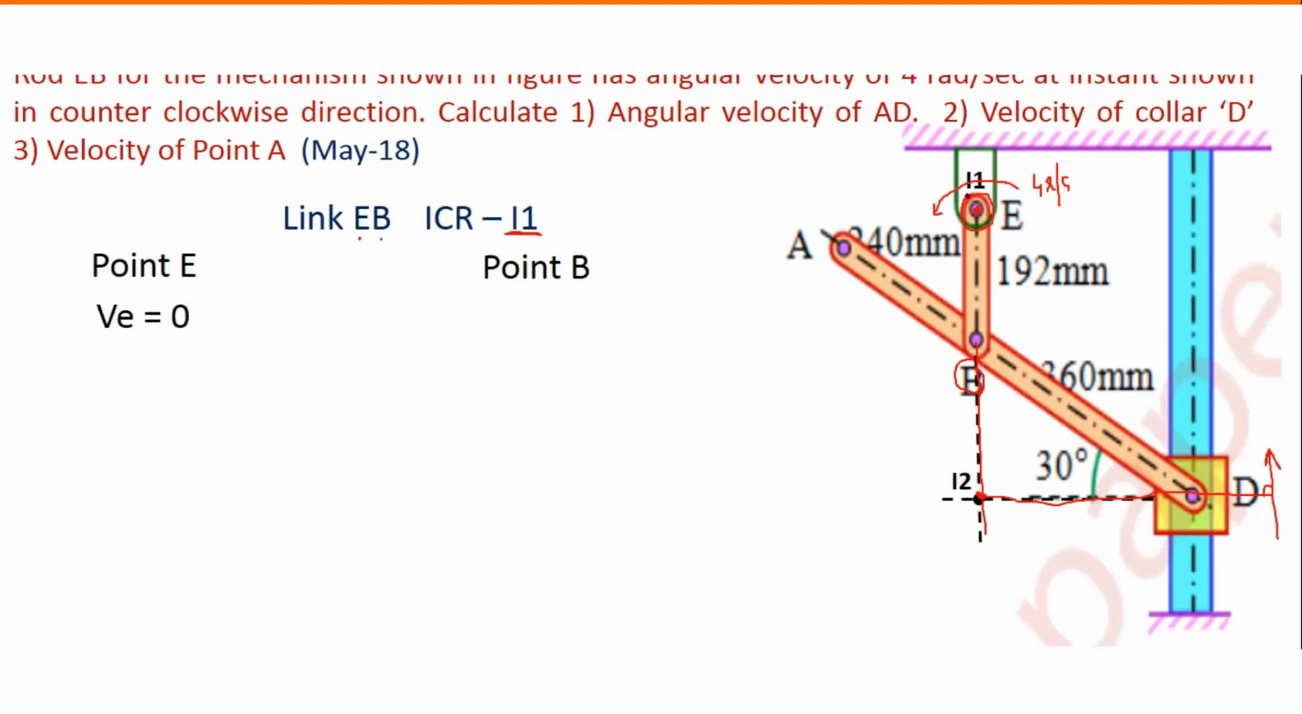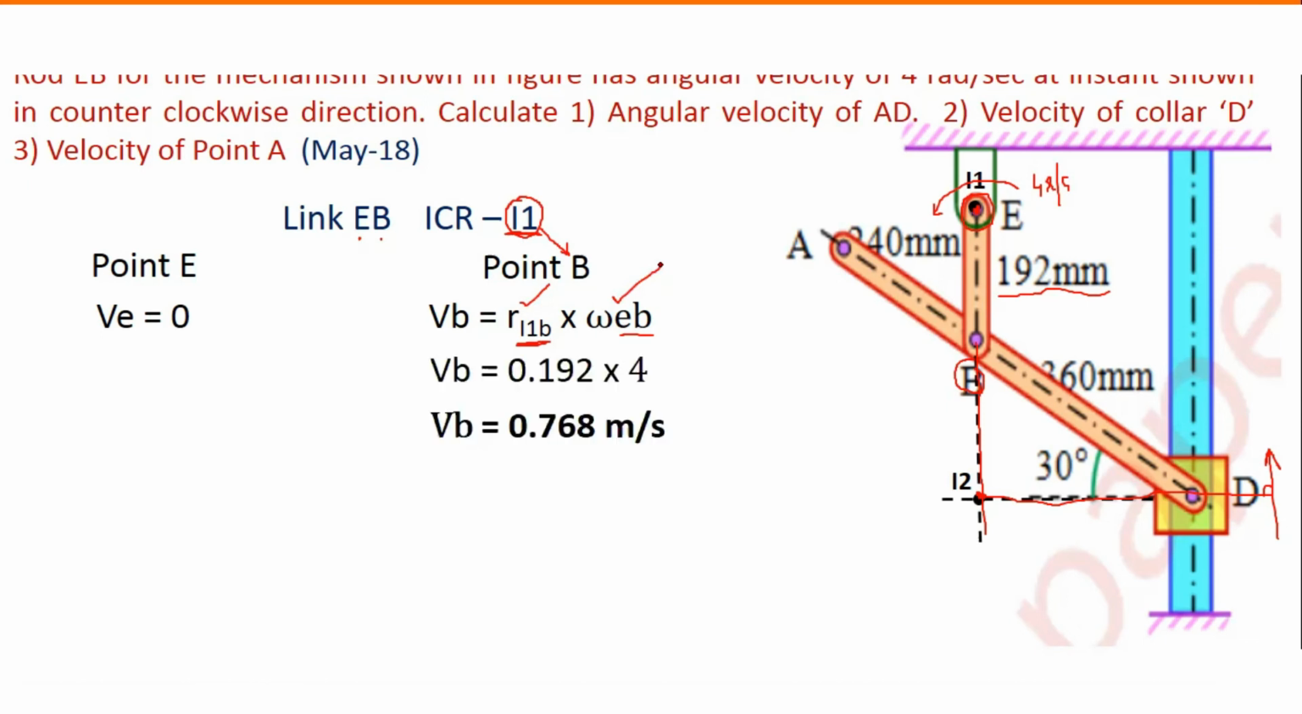For point B, what will be my formula? The formula will be VB = R(I1B) × omega EB. Why I1B? The corresponding ICR is I1, and the point I am locating is B. Hence it will be the distance I1B multiplied by omega EB. What is R(I1B)? It is the length of this link, which is already given to us as 192 mm. Omega EB is also given in the question. Hence I will substitute both values and get VB as 0.768 meter per second. That's it.